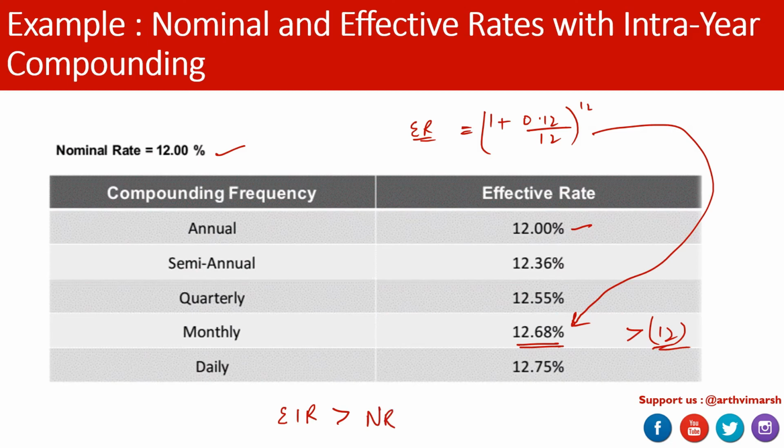So that's why we have been emphasizing that expression. This is about the example, and likewise, if it increases to a daily basis, if the compounding frequency is daily, the frequency increases and the effective rate goes further up. So as the frequency of compounding goes up, you will have a greater effective rate as compared to the nominal rate. All right, so this is about how it works in intra-year compounding.